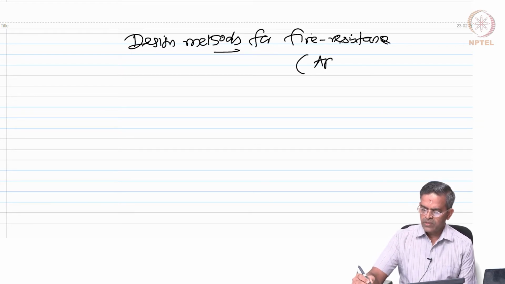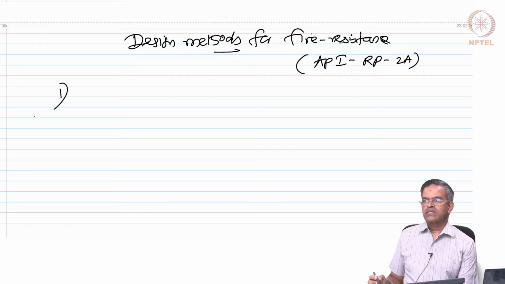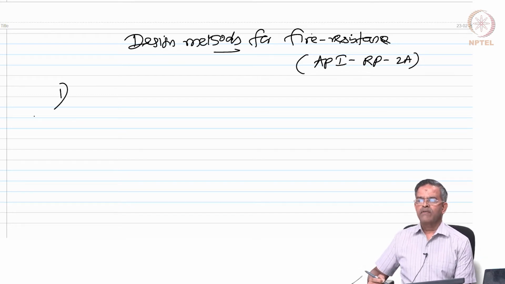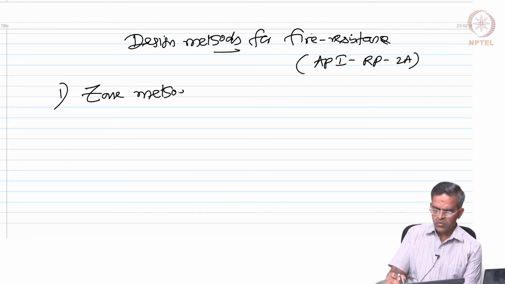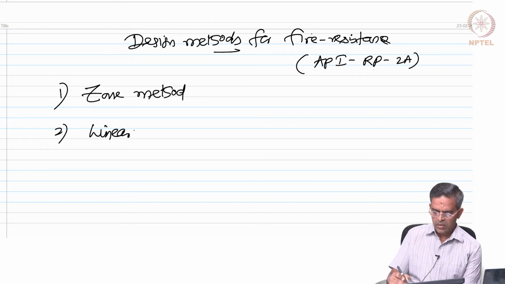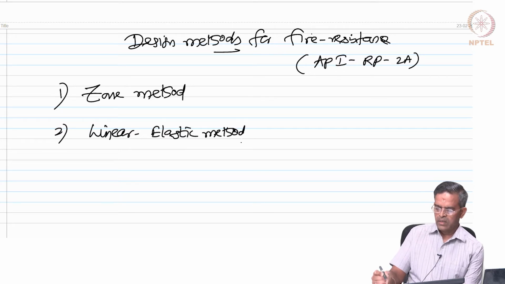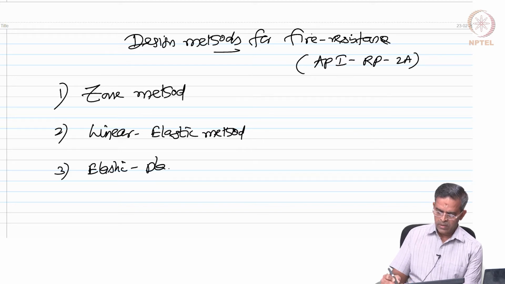This has a specific reference to API RP 2A, American Petroleum Institute Recommended Practice 2A. This specific quote says there are three possible ways by which you can design fire resistant structures. One is what is called the zone method. Two, linear elastic method, and the third one is elastic plastic method.